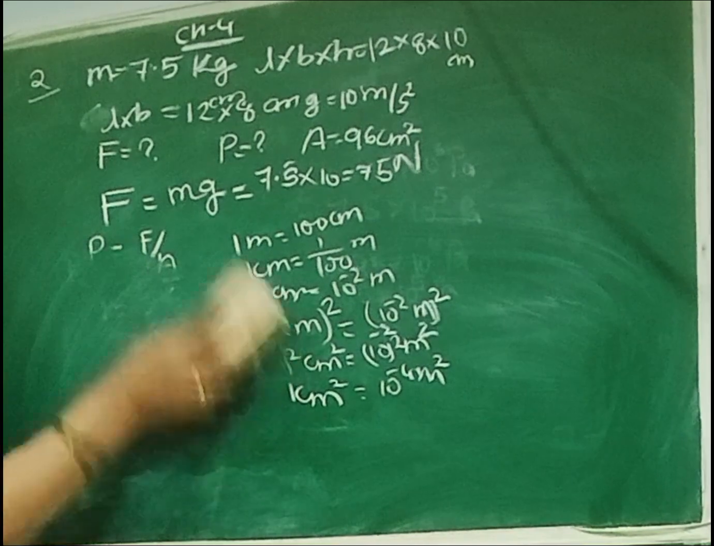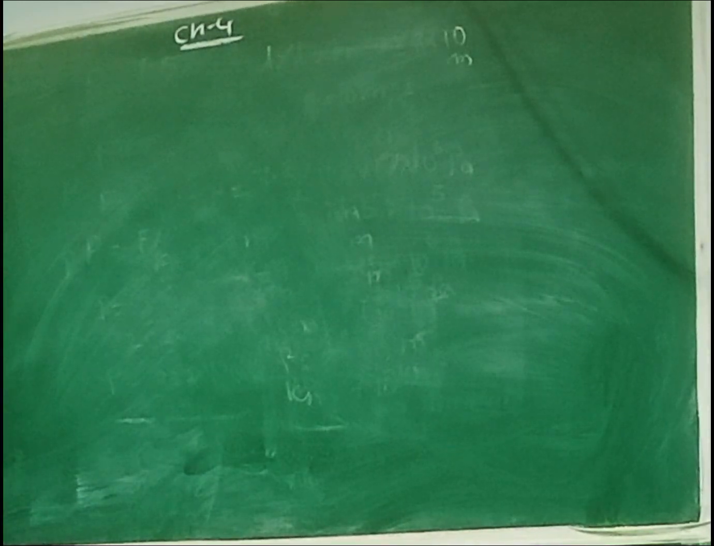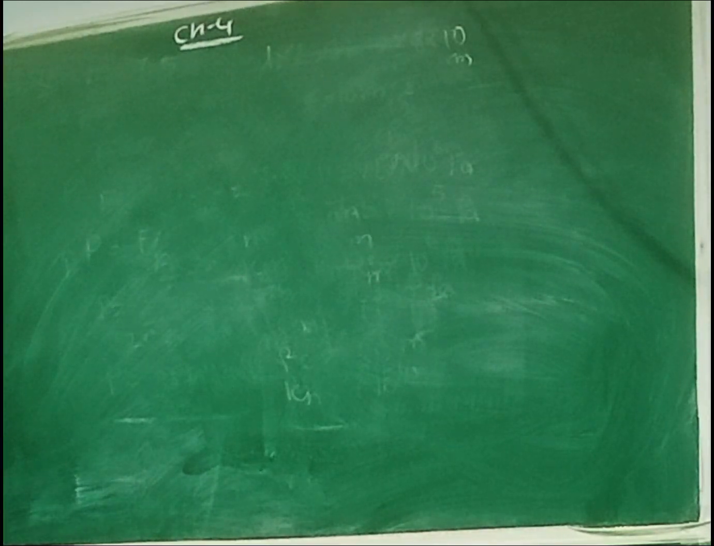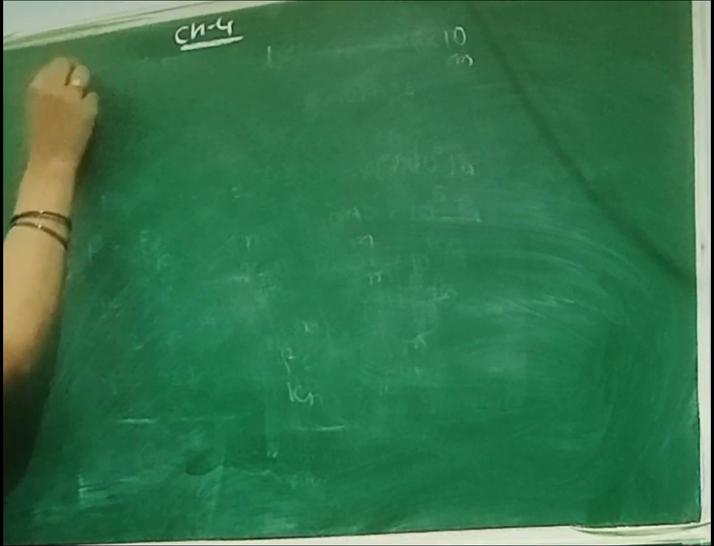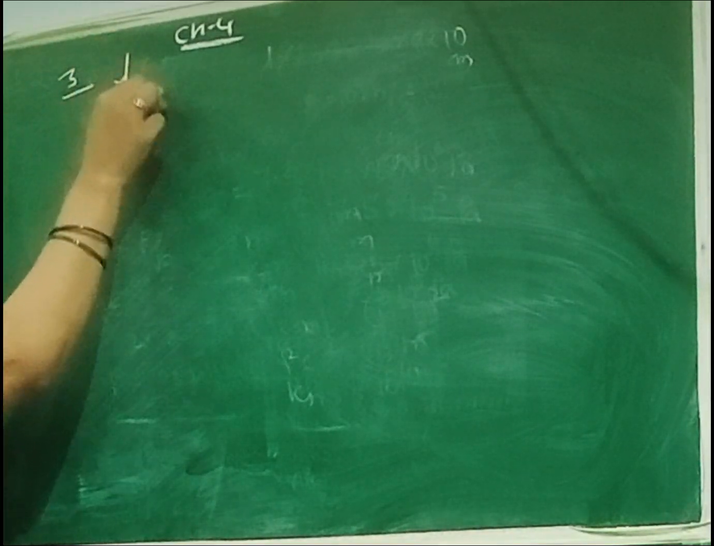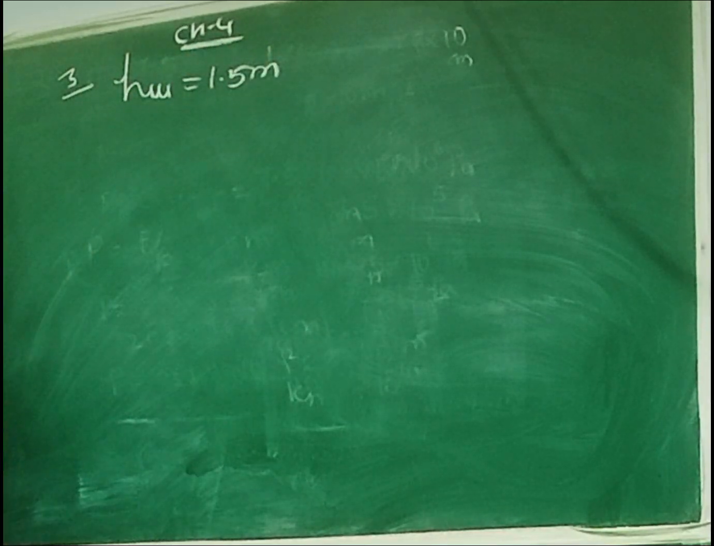Now question number 2 is also completed. Now we will move forward to question number 3. Let's see what is given in question number 3. So question number 3 is given, a vessel contains water up to a height of 1.5 meter. So height of water is given, 1.5 meter.